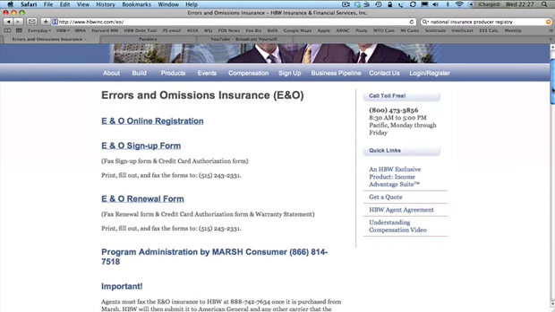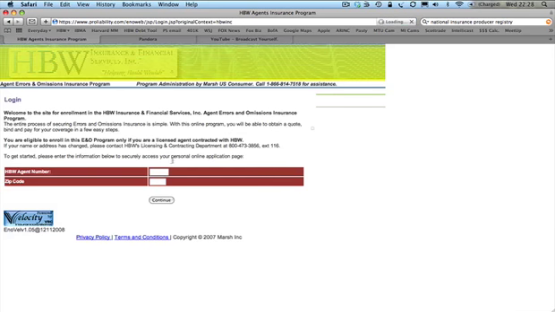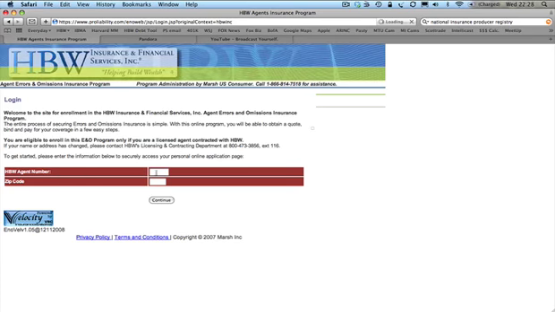So you can register online for E&O, and you would do that right here by clicking E&O Online Registration. And what that's going to do is take you to a page where you can input all of your information and purchase your E&O policy online. You'll notice that you need your HBW agent number, which you'll input right here, as well as your zip code, which you'll input right here. You'll click Continue, go through the steps, and you can purchase the insurance online.